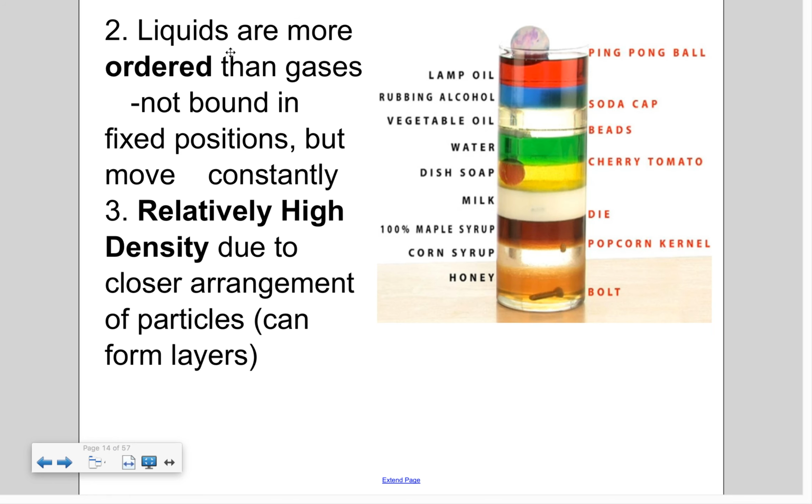So liquids are more ordered than gases. They're not bound in fixed positions, but they do move constantly, and they're more ordered because they're closer together. They also have relatively high densities due to their closer particle arrangement and can form layers. So, you can say milk is less dense than maple syrup, which is less dense than corn syrup, than honey. They also have some solids in here, but just focus on the liquids.